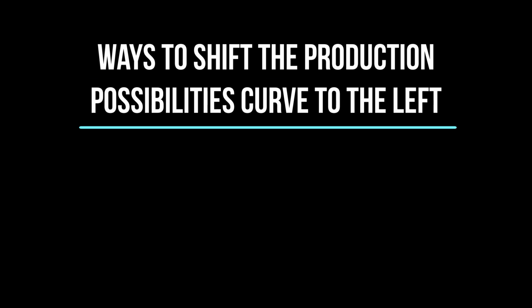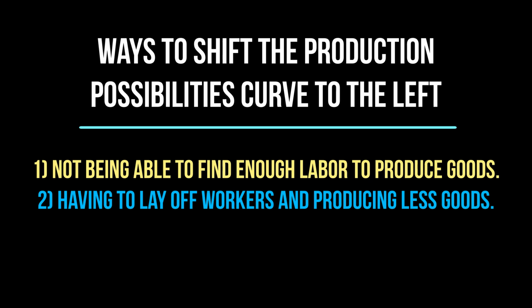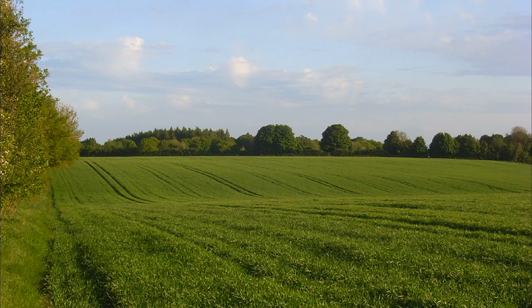Factors that would shift a production possibilities curve to the left would be not being able to find enough labor to produce products, or when the economy takes a turn for the worse, businesses have to start laying people off. When it comes to various nations, sometimes the land and its resources dictate how and what a country can produce. In the case of growing crops, certain land is suited for certain crops.